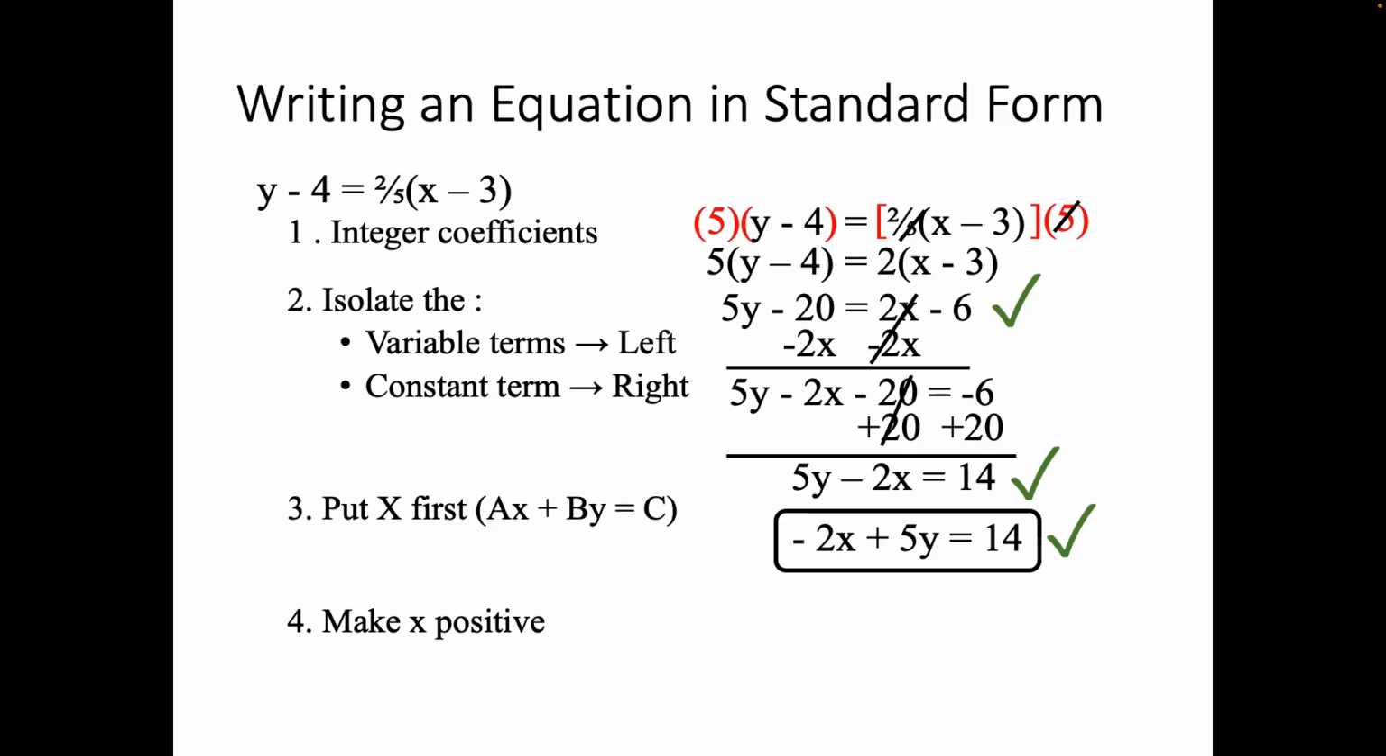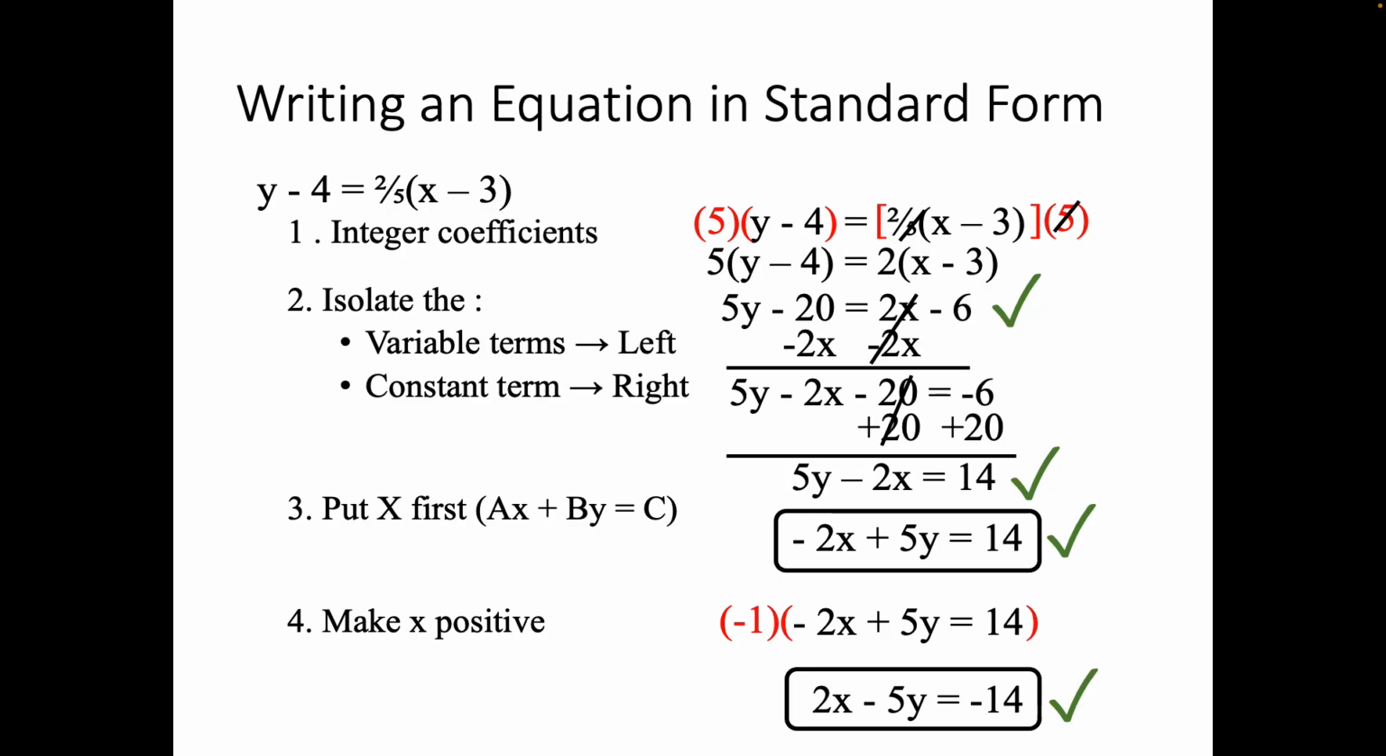positive. So I'm going to take this whole thing and multiply by negative 1. Then my negative times the negative 2x becomes positive 2x. My 5y times negative 1 becomes negative 5y, and my positive 14 times negative 1 becomes negative 14. So we're done with our final step. So here we are in standard form.